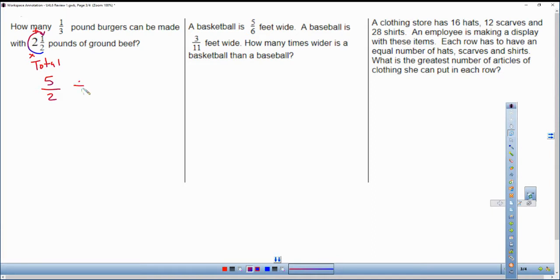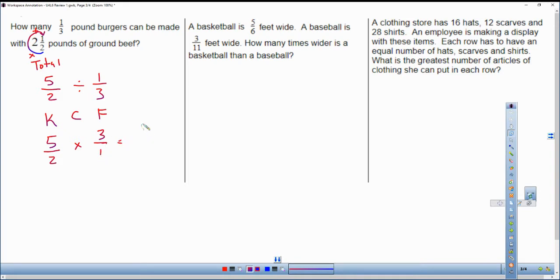We're going to divide that by 1/3. 1/3 is the size of the groups. So the total is 5 halves. We're going to divide it into 1/3 pieces. So we're going to keep, change, flip. Keep the first one. Multiply 3 over 1.